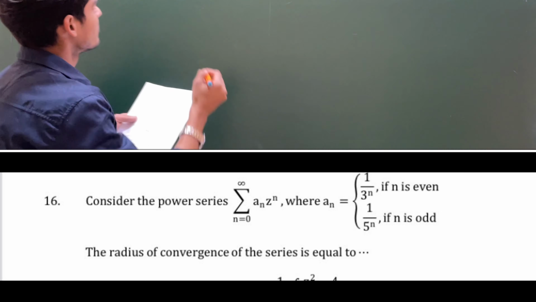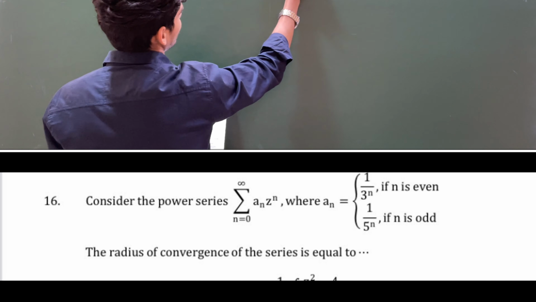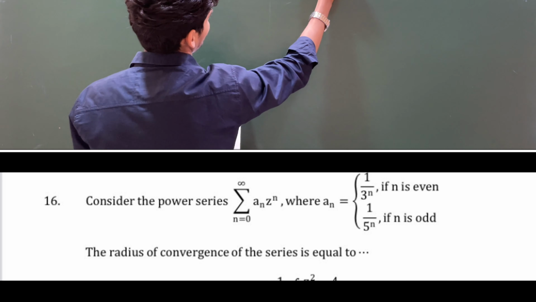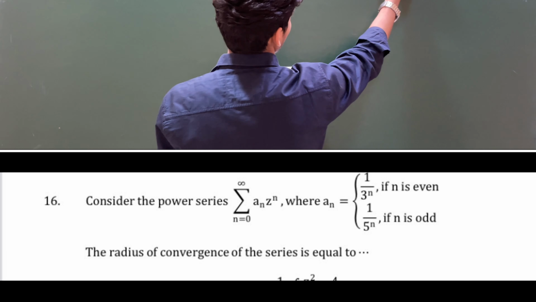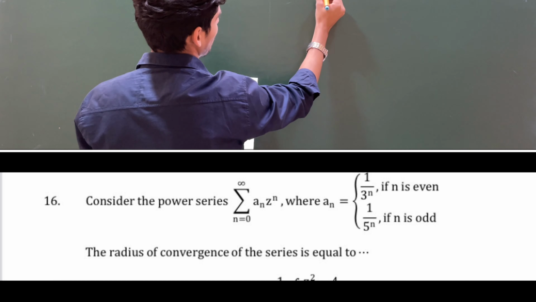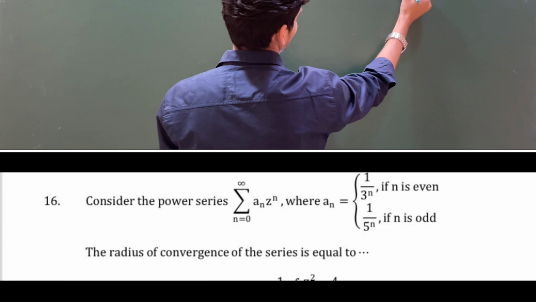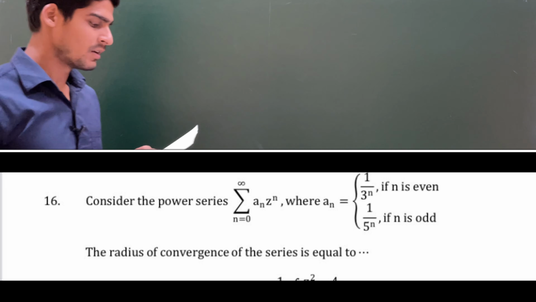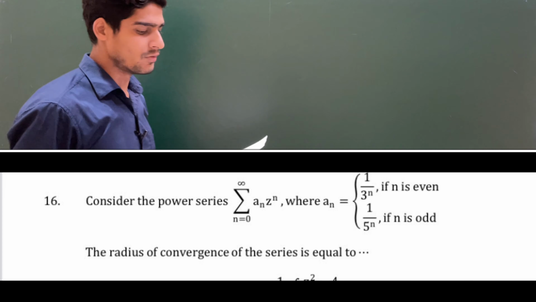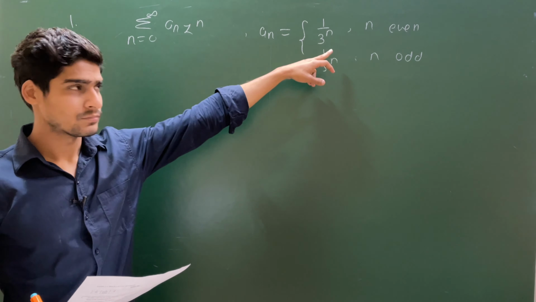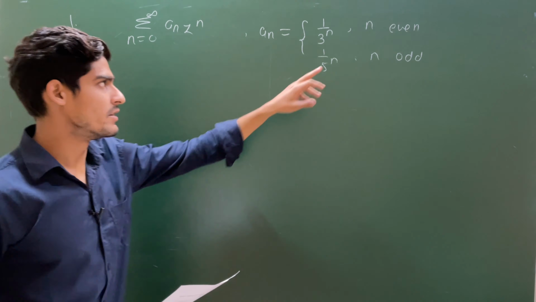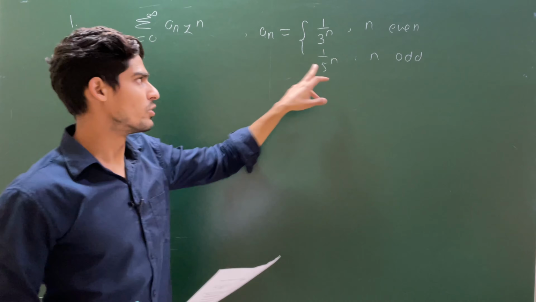Consider the power series summation n running from 0 to infinity of a_n z^n, where a_n is defined as 1 upon 3^n when n is even and 1 upon 5^n when n is odd. Then the radius of convergence of the series is equal to what? See, they have defined this a_n in two divisions. When n is even, your sequence is different. When n is odd, your sequence is different.